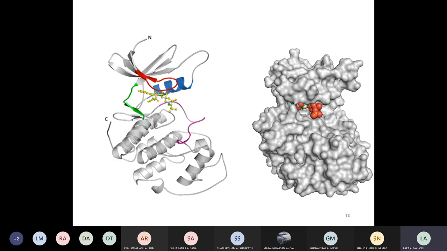This represents a kinase structure. Those are two different representations. This is what is called the space-filled representation. It just shows you the surface of the protein, where there are spaces, or pockets, inside and outside of the enzyme. A more thorough representation is this one, what we usually refer to as the cartoon-like representation.